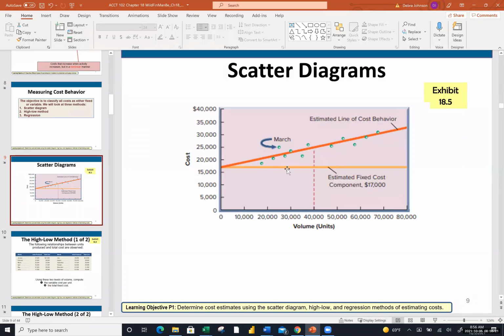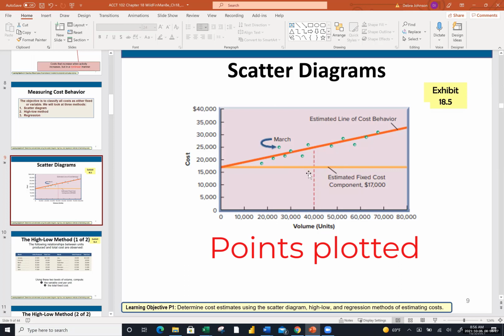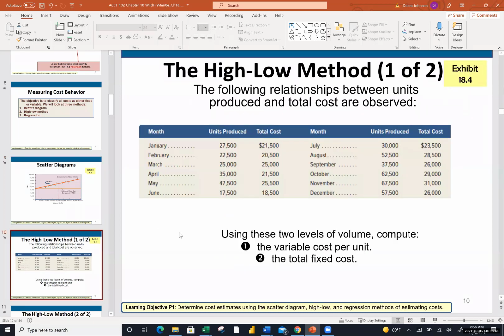So here's an example of a scattergram where all they did is plot these green points. They took historical data on how many units versus the cost, plotted these green points, and then tried to draw a line between as many of those points as possible. That's called a scatter diagram. What we're going to do is jump into this high-low method.